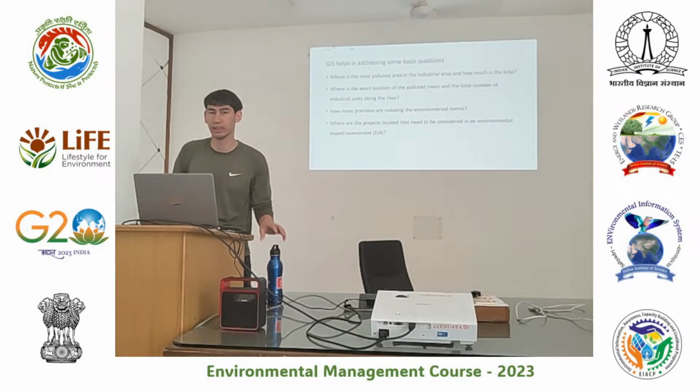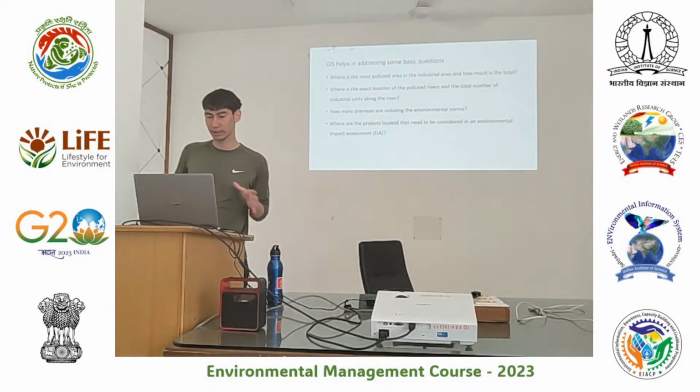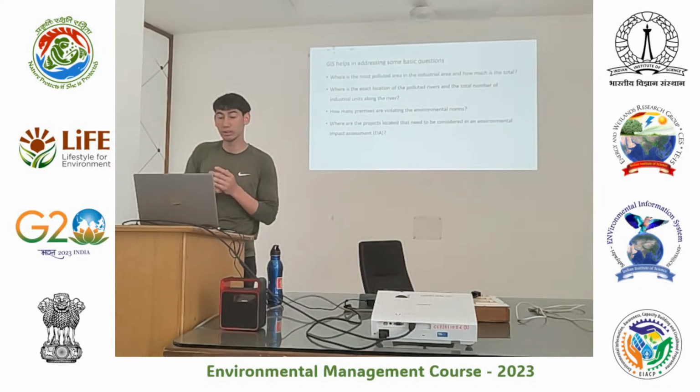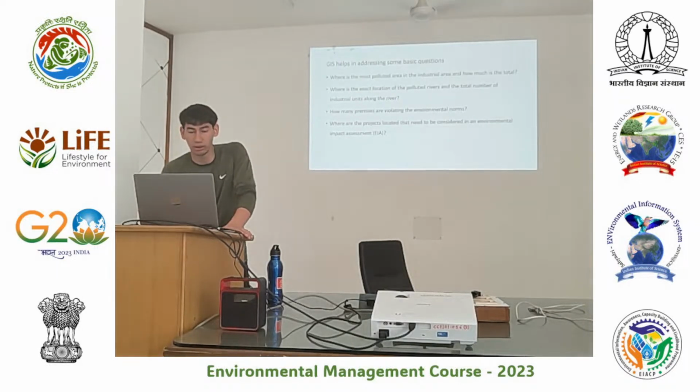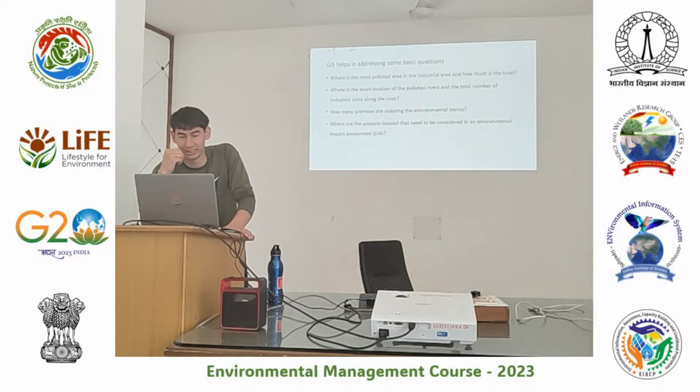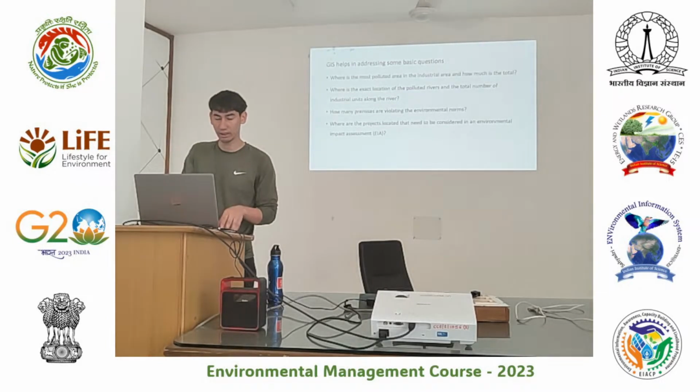GIS also helps in addressing some basic questions. Where is it, be it a city area or industrial area? Where is the most polluted area in the industrial area and how much is it in total? Where is the exact location of the polluted rivers and the total number of industrial buildings along the river? How many premises are violating the environmental norms and where are the projects located that need to be considered in an environmental impact assessment?